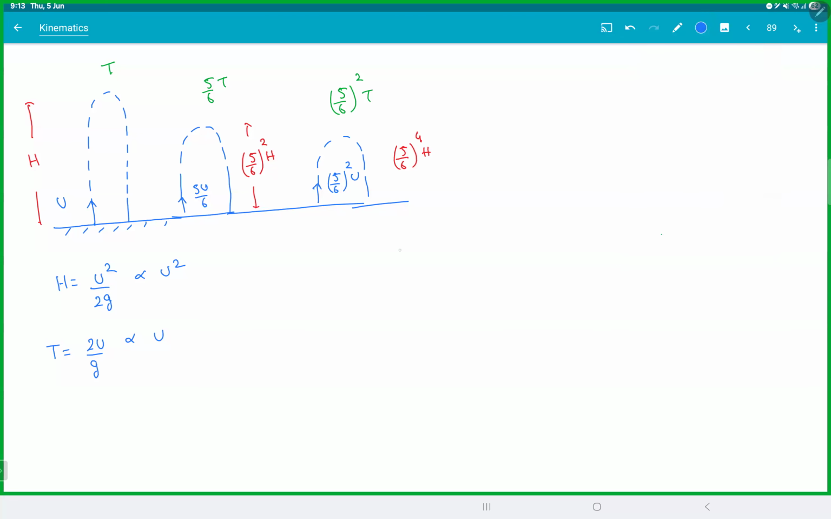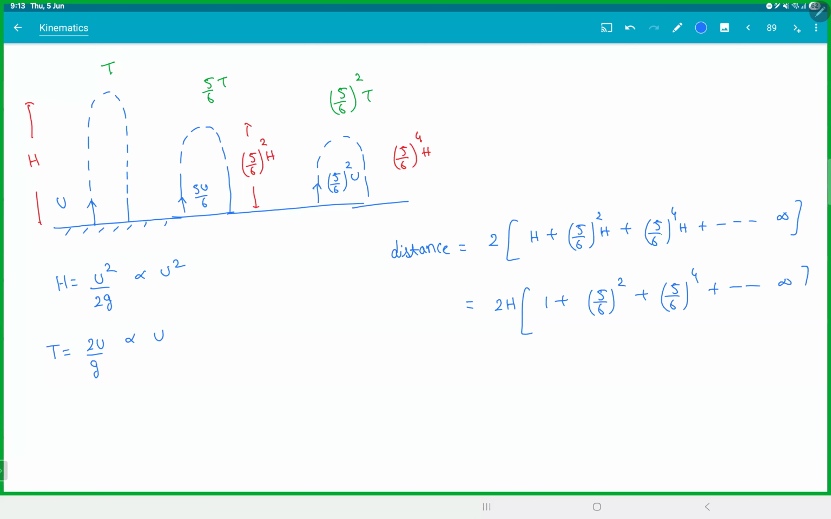So what's the distance traveled? Remember, distance up and down, you have to count twice. So it is 2 times h plus (5 by 6) square h plus (5 by 6) power 4 h, and so on till infinity. Take h common and you will get a sequence there: 1, (5 by 6) square, (5 by 6) power 4, and so on till infinity. So here a is 1, and the multiplying factor is (5 by 6) square. Every time it is getting multiplied by 25 by 36.